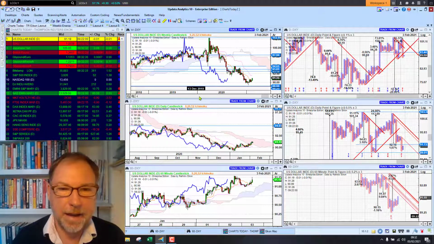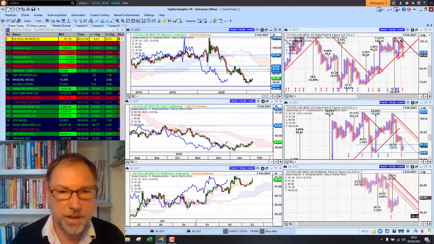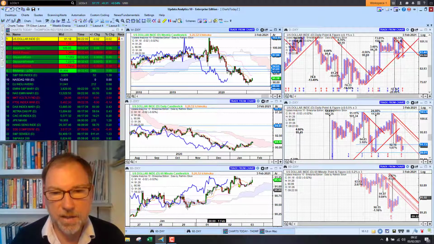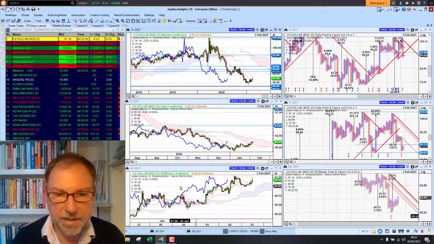And a bit of a mixed picture on the screen, mostly green. So we are seeing markets still edging higher. The dollar still continues its short-term run. Remembering this is my weekly, my daily, and my 60-minute chart.